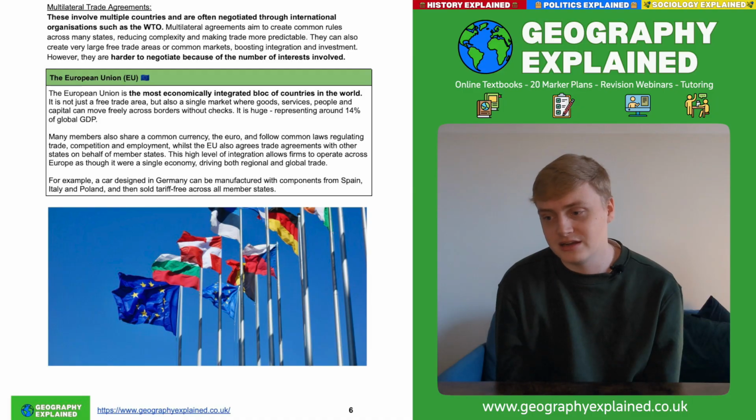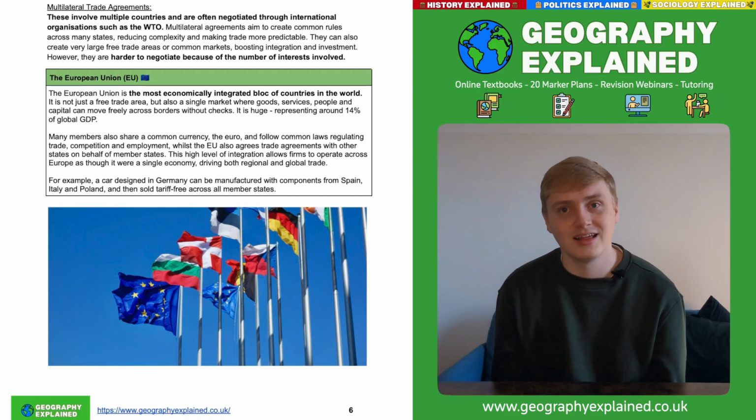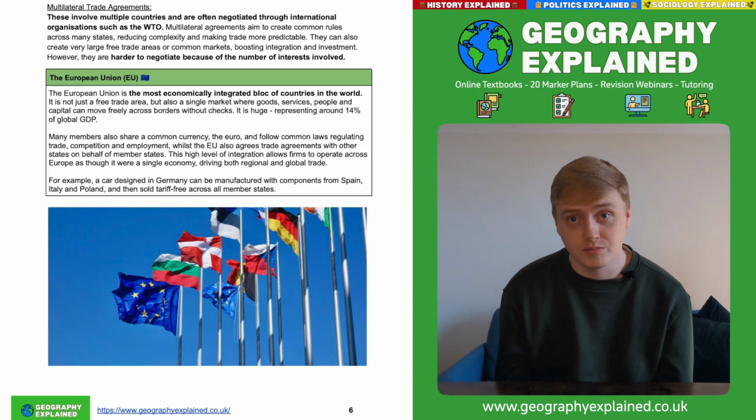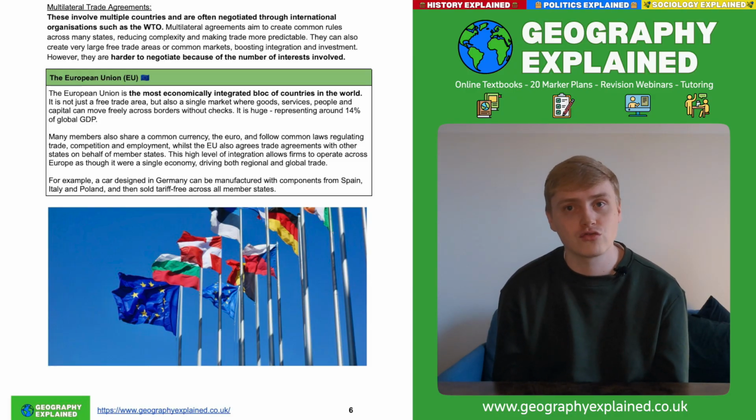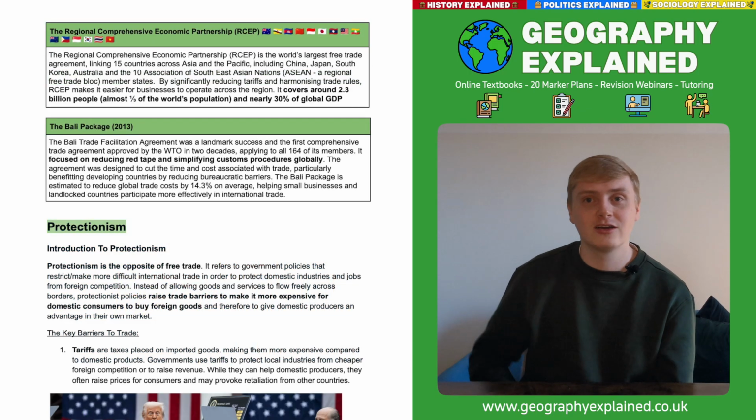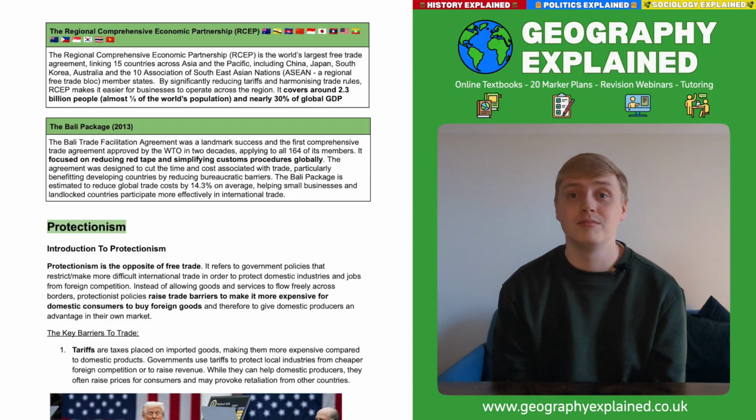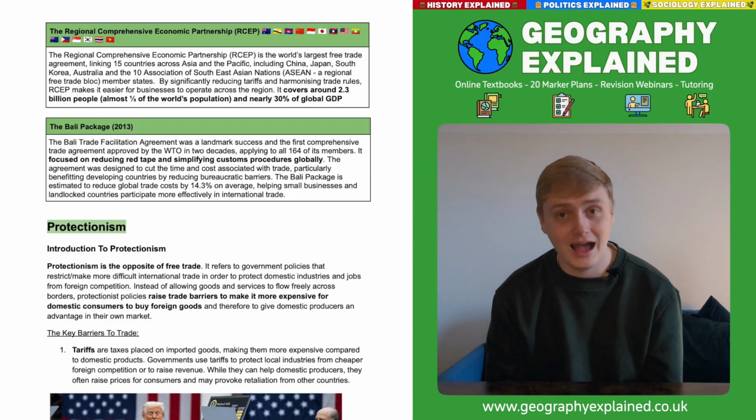The EU now represents around 14% of global GDP, and the fact that there are very few trade barriers or tariffs, or no tariffs, between countries effectively promotes trade between countries. There are also other ones which are less directly economically integrated. Of course, the EU has also got things like the euro, a shared currency. It doesn't have to be as far as this.